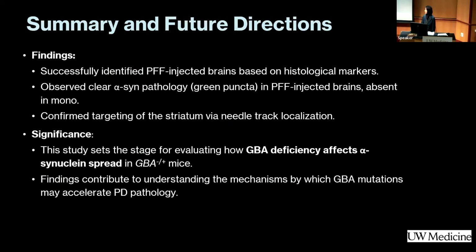As a result, we found that the PFF-injected brains show, based on the histological markers, this green inclusion, which is PFF alpha-synuclein, which builds the Lewy bodies, also a hallmark of Parkinson's disease. To go further, we can understand that GBA deficiency really affects alpha-synuclein pathology in GBA heterozygous mice, and to study the real effect of GBA heterozygosity, we can use this pathology.